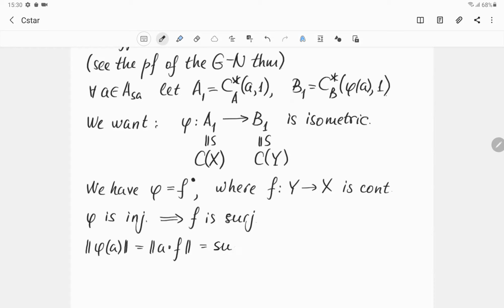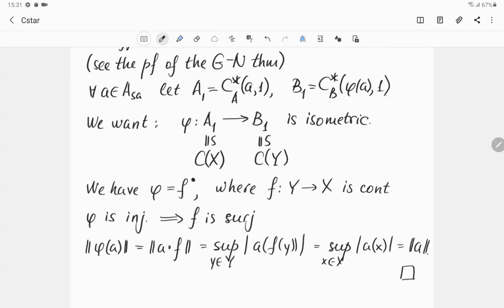So this is the supremum over Y of a of F of y. But F is surjective, so when y runs over Y, F of y runs over the whole space X. So this is the supremum over X of a of x. And this is just the norm of a. And that's it. So we have shown that phi is isometric on self-adjoint elements, but this already implies that phi is isometric. Okay.